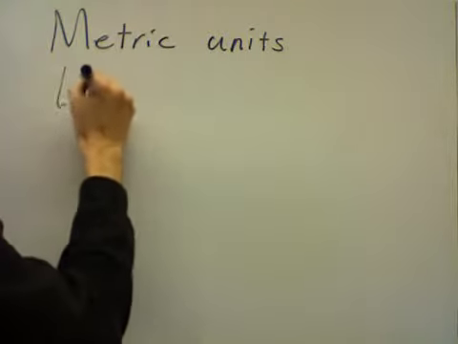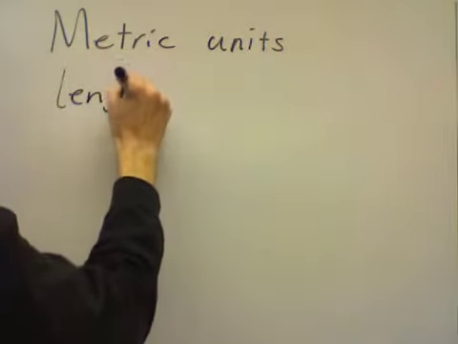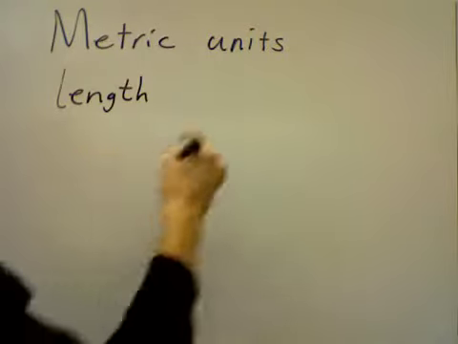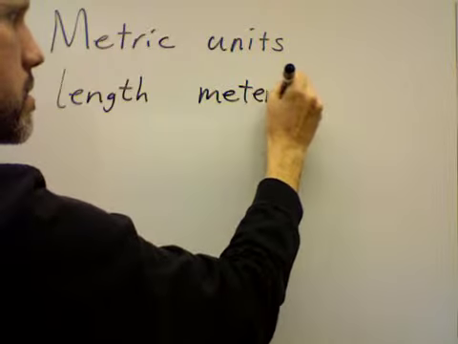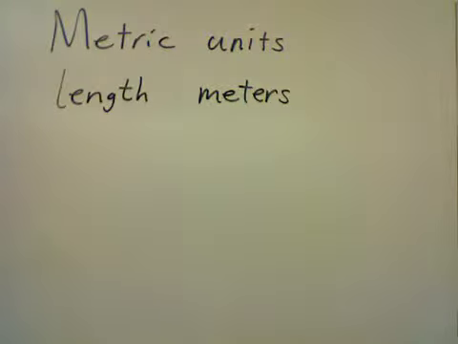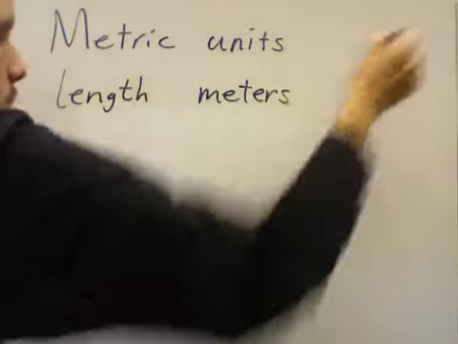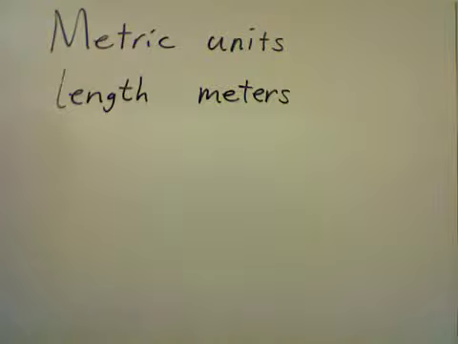For length in the metric system, you use meters, and the length of a meter is just about the same as the length from one corner to the other of this screen. It's about the same as the length of my arm. A meter stick is something you're all familiar with, so that's a meter. It's a little bit more than a yard.